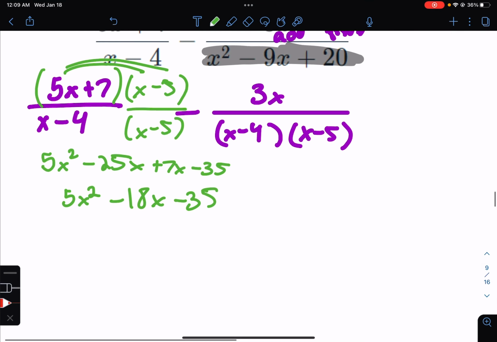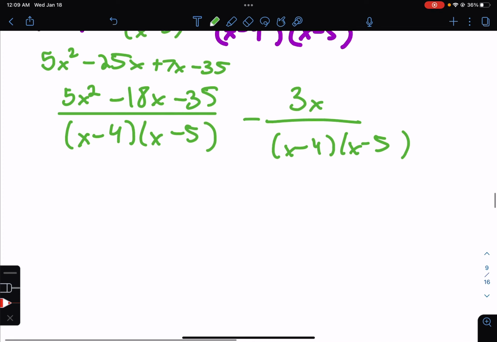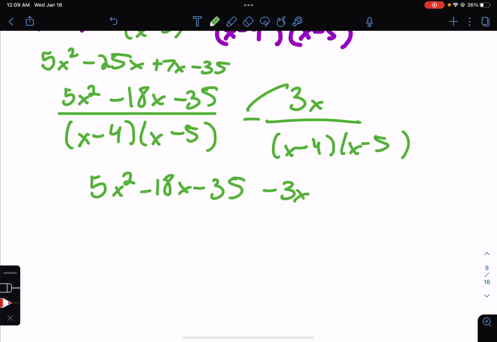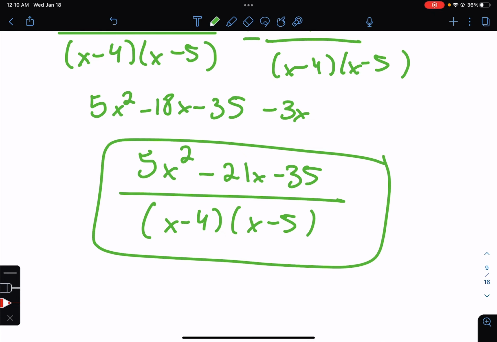So this top part here is now 5x squared minus 18x minus 35 all over our common denominator of x minus 4, x minus 5. And then we've got minus 3x all over x minus 4, x minus 5. Then this is subtraction, so we've got to make sure we distribute that negative. So we get 5x squared minus 18x minus 35 minus 3x. We can combine like terms: 5x squared minus 21x minus 35, and then put that all over our common denominator of x minus 4, x minus 5 as our solution there.